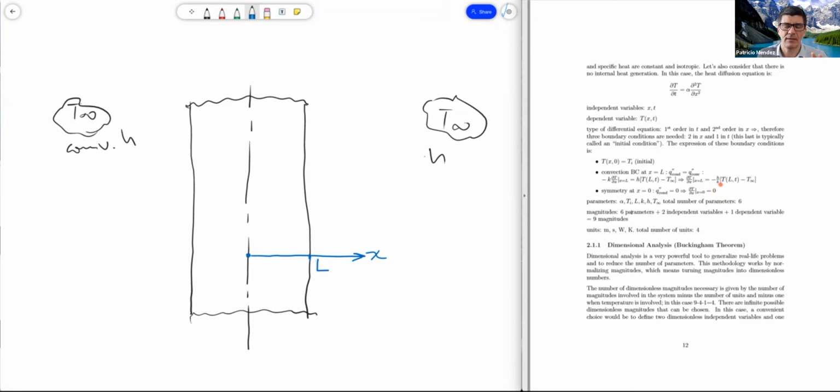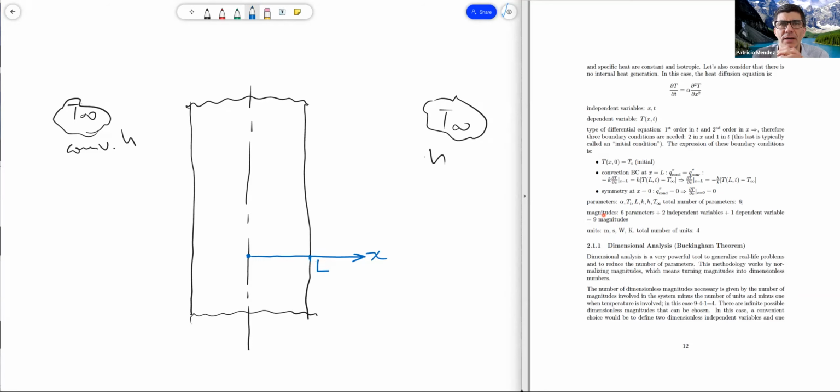Because I will ask this in quiz 3, please make sure you learn to do this accounting of parameters in the equations. So 6 parameters. And we have 2 independent variables, and 1 dependent variable. We have 9 magnitudes. And here's where I want to use a concept from fluid mechanics, which actually was originally invented for heat transfer by Fourier himself. That is dimensional analysis.